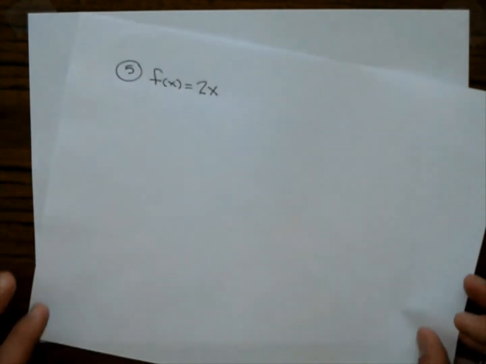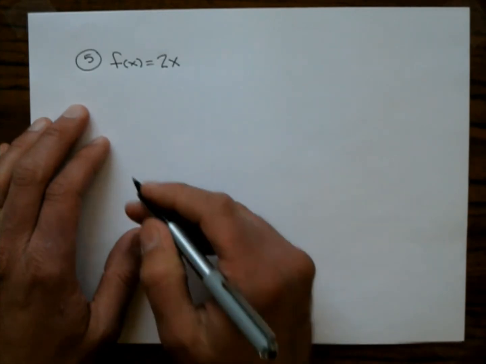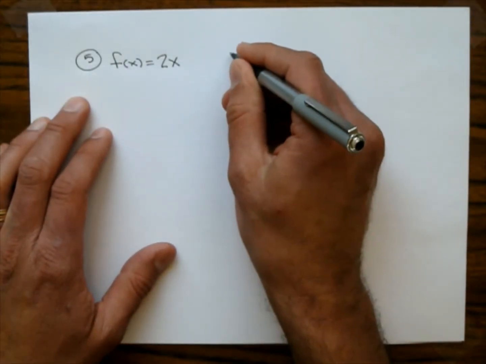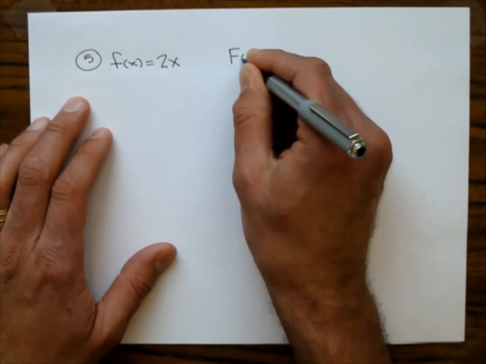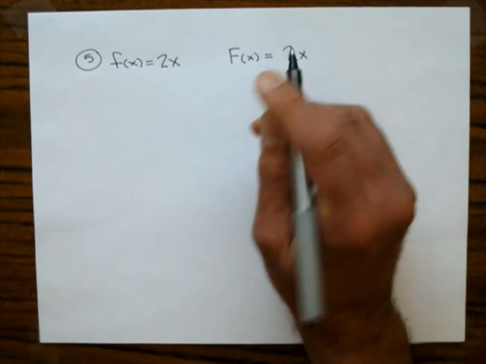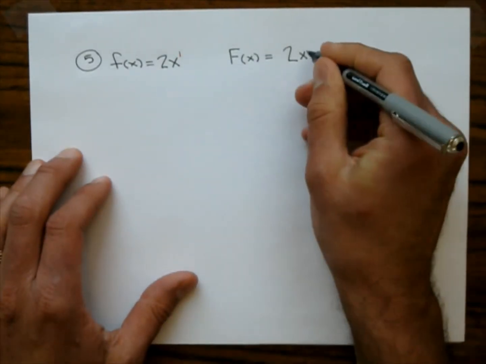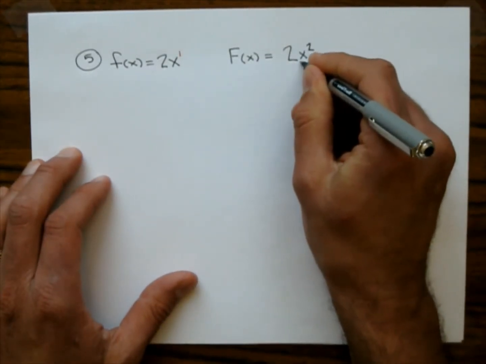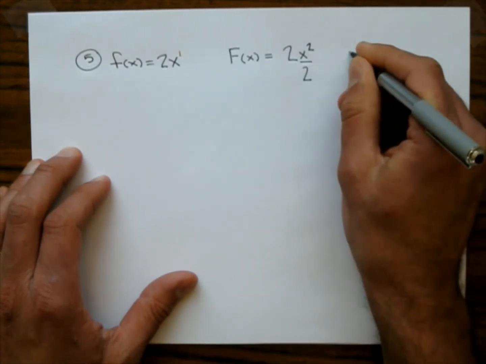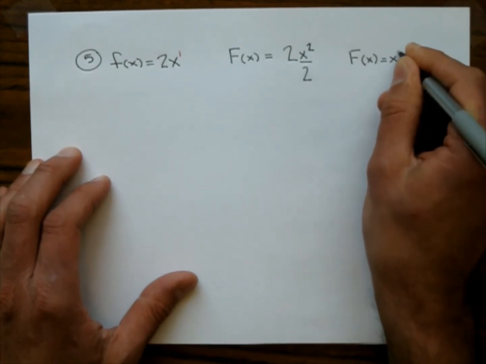Let's go ahead and do another problem. This problem is going to be pretty simple, but we're going to introduce some notation and definitions with this. So this is problem number 5. The antiderivative happens to be 2, and then this is really x to the 1. So we're going to add 1 to that exponent, so this is going to be 2x squared and divide by 2. So the antiderivative of this is x squared.